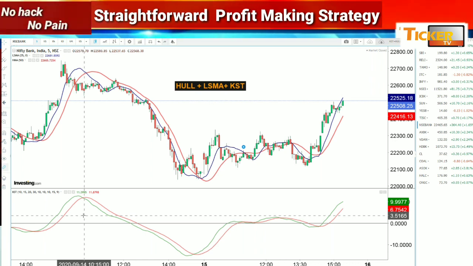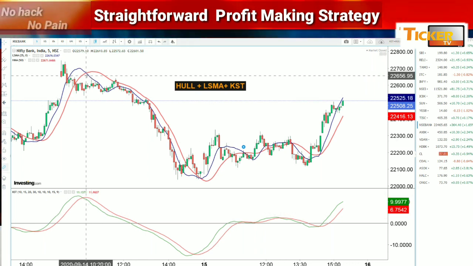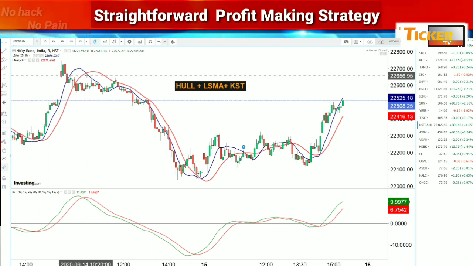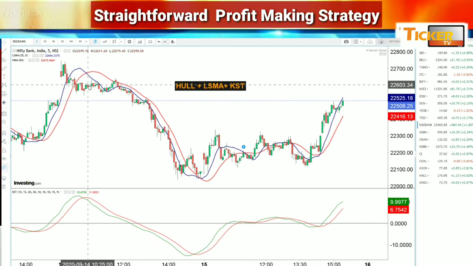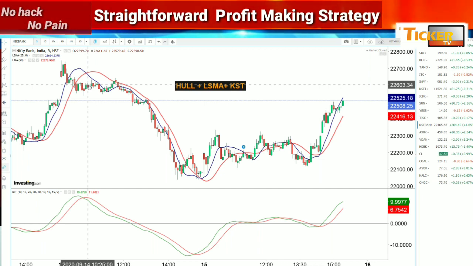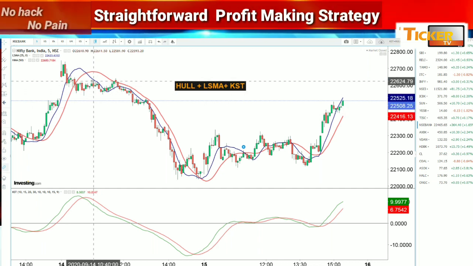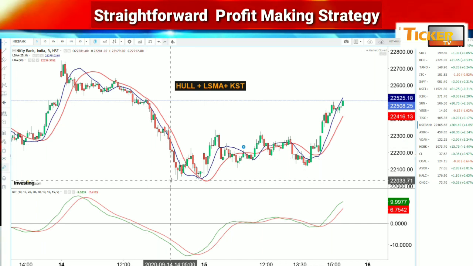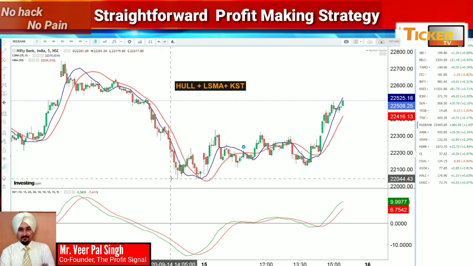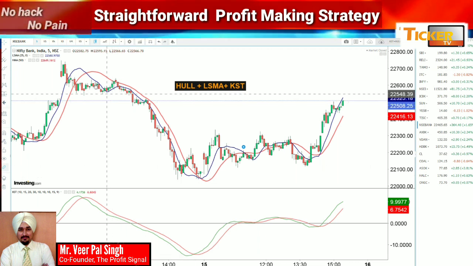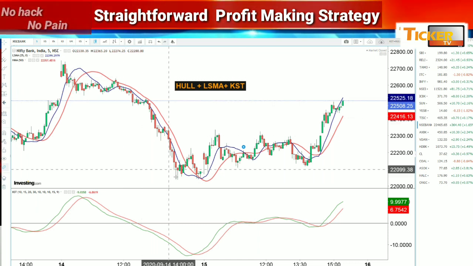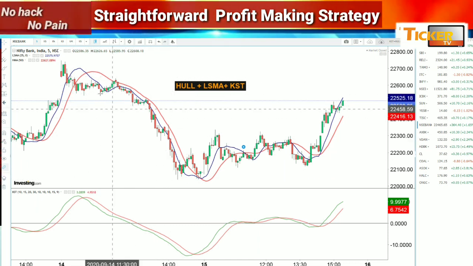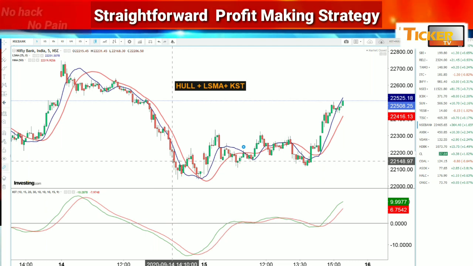So here, on 14th of September, there is a crossover coming around 10:20 a.m. in the morning. The crossover came around the 22,600 approximate level. But after that, you see on the intraday it fell up to the level of 22,044.